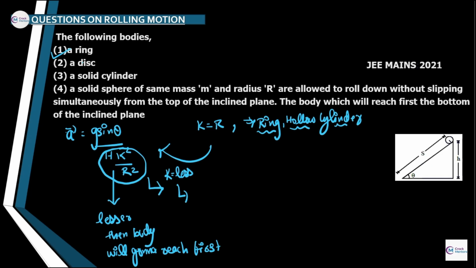And most of you fall for this trick. Which trick? The full and final answer, I am hoping that it is visible, is not going to be ring. Why? Because if I am talking about the lesser k value, first of all, what are the possible k values we have? It is R upon root 2, basically 1 upon root 2 R. What is 1 upon root 2?